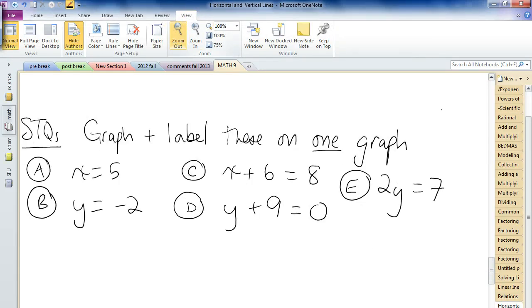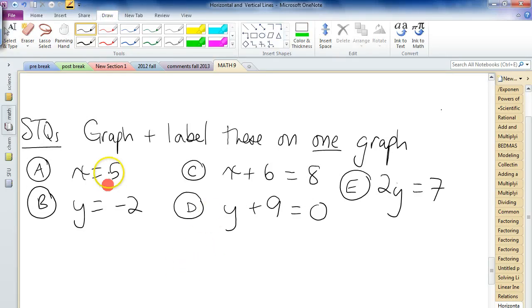So here are the skill testing questions. If you could, using the graph paper that's around, or you can make your own quick grid, graph and label these 5 graphs on just one graph to save graph paper. Okay? But make sure you label them.